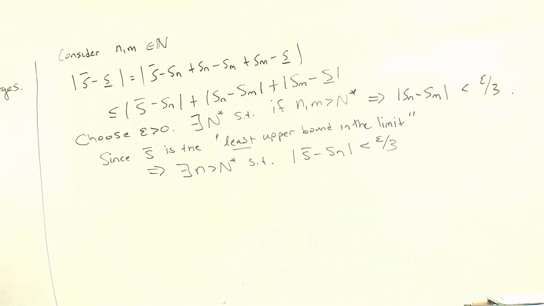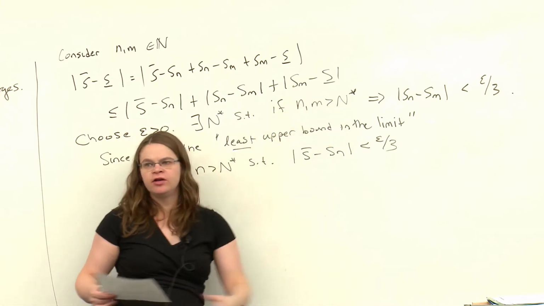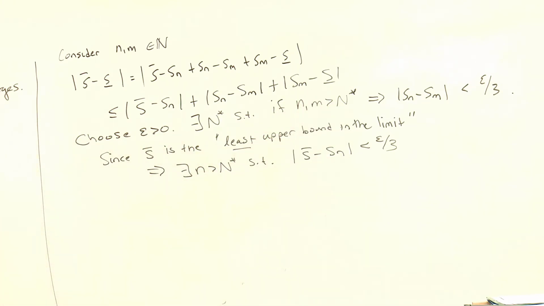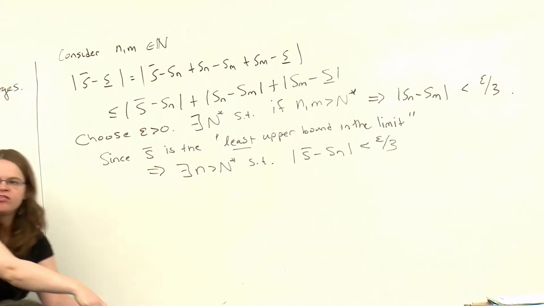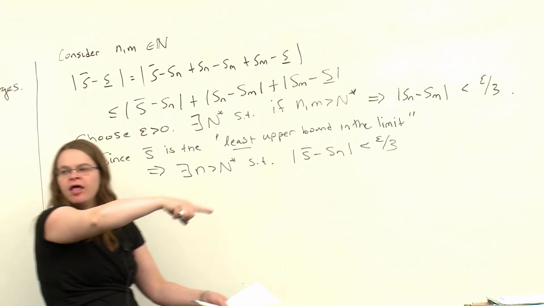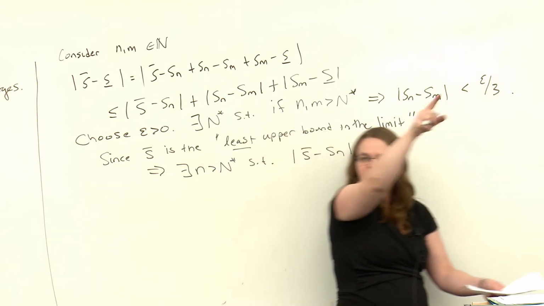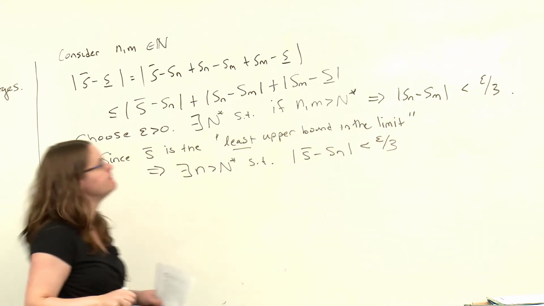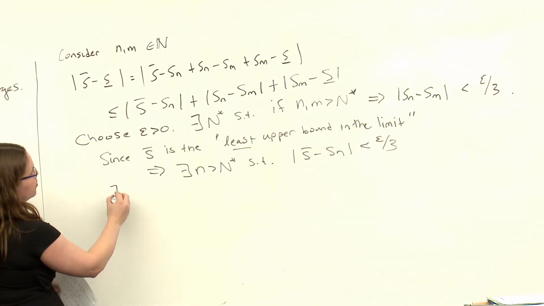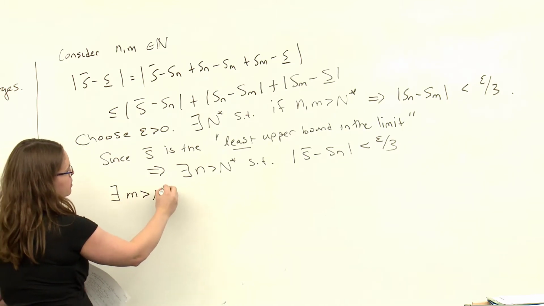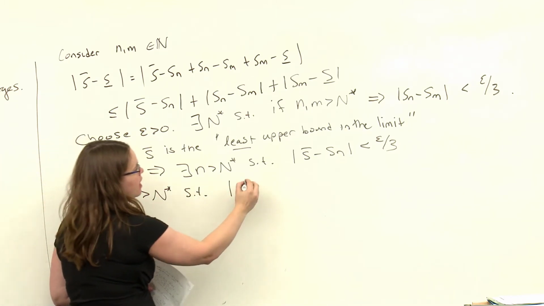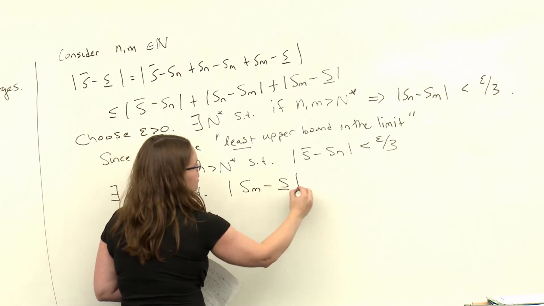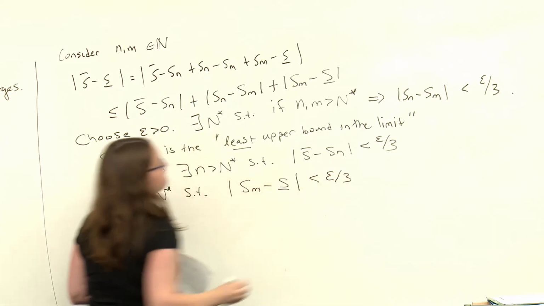We're going to get the same deal happening over here. S underline is my greatest lower bound in the limit. And that means I have a sequence for which this is acting as a lower bound in the limit. The sequence might bounce around up here a lot, but it always has to come back and get close to this again as n gets bigger. So we can do the same thing. We also know there exists some m such that Sm minus S lower bar is less than epsilon over 3.